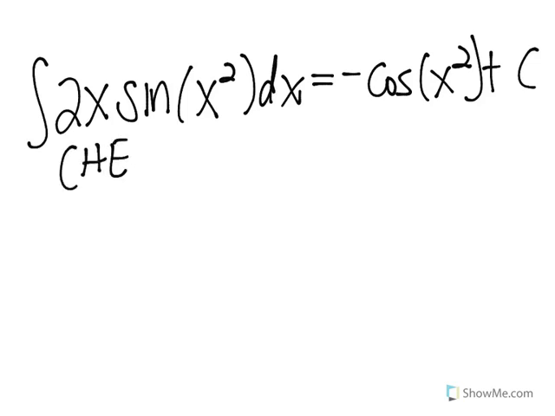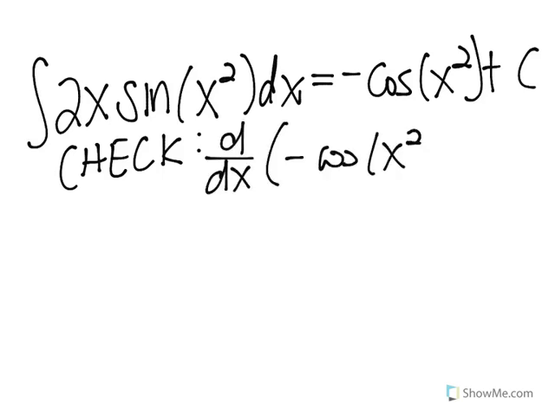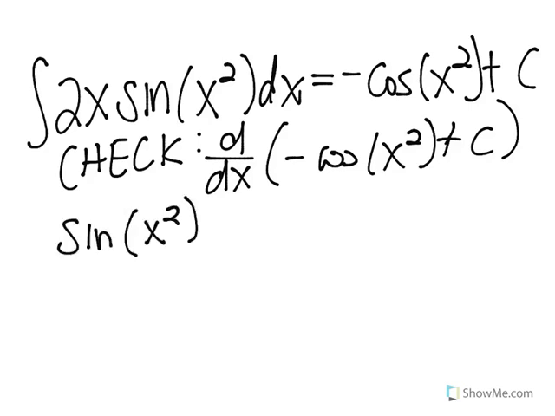And always, you should be checking your answer here, and to check it, we want to take the derivative of negative cosine of x squared plus c. It's no coincidence that in this case, in order to check your antiderivative, we will be using the chain rule. Well, we take the derivative of negative cosine, which is positive sine, we leave the inside function of x squared, multiply that by the derivative of the inside function, which is 2x, the derivative of plus c is 0, so we are back to our original integrand, and we know we have the correct answer.